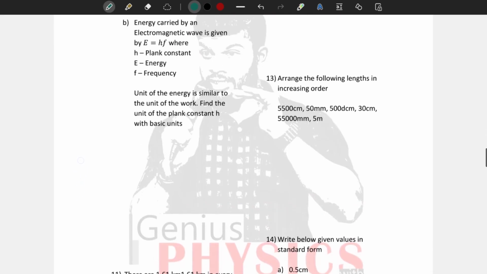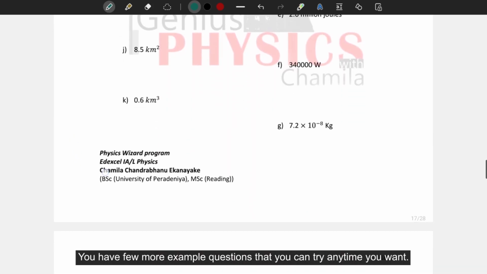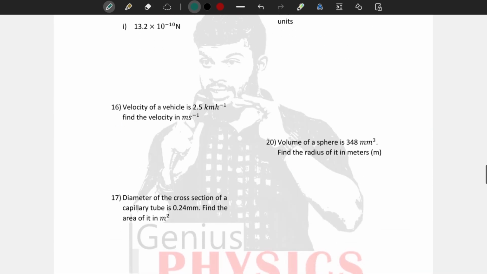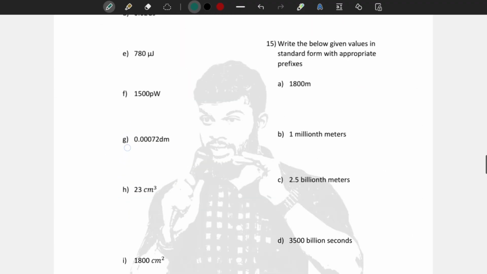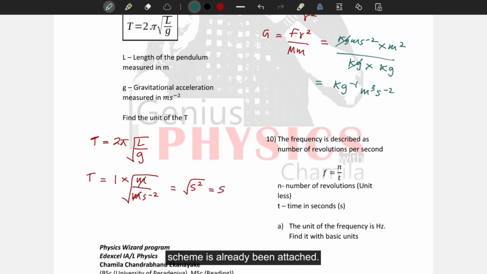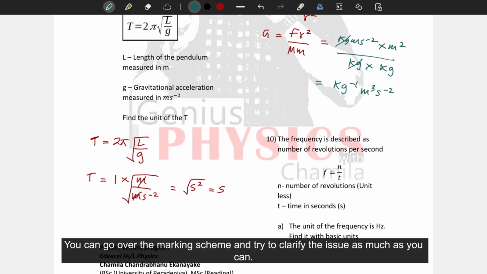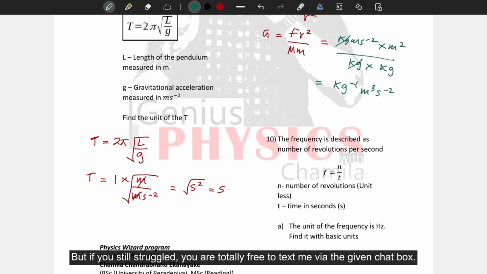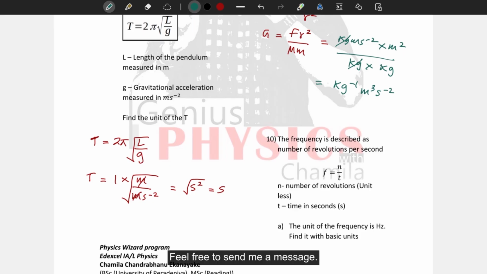Now you have a few more example questions that you can try anytime you want. If you have any question, doubt or difficulty, the marking scheme has already been attached. You can go over the marking scheme and try to clarify the issue as much as you can. But if you still struggle, you are totally free to text me via the given chat box. Feel free to send me a message. I will get back to you as early as possible.